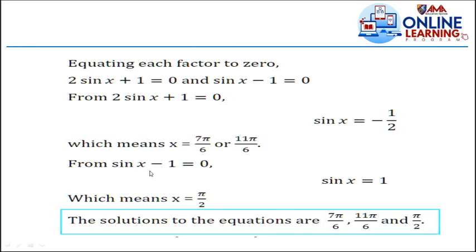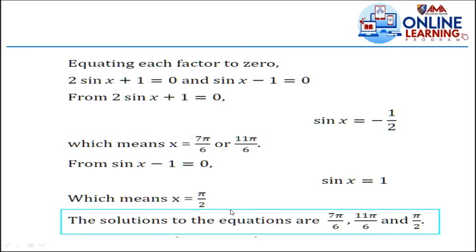Also, from sine x minus 1 is equal to 0, the 1 we will put on the other side. Okay? So sine x is equal to 1, which means x is equal to pi all over 2. So 1 is opposite all over hypotenuse, or x equal to pi all over 2, that is equivalent to 90 degrees.